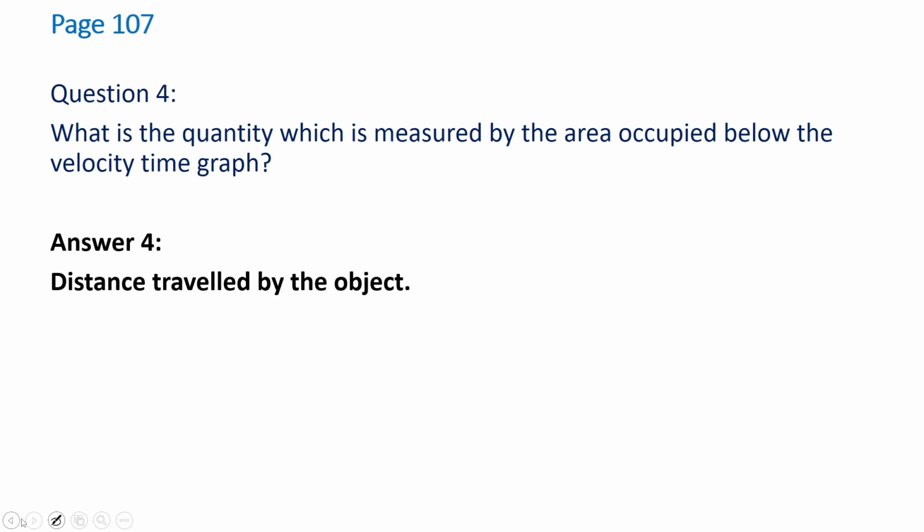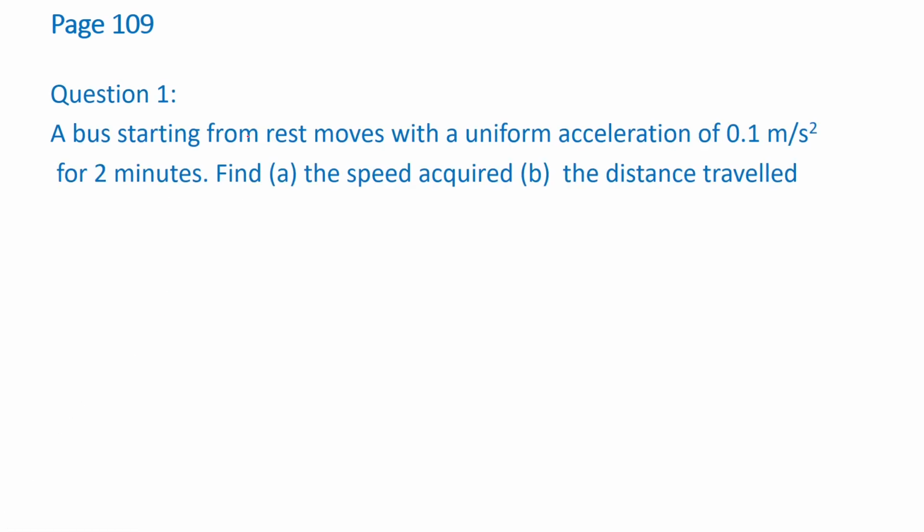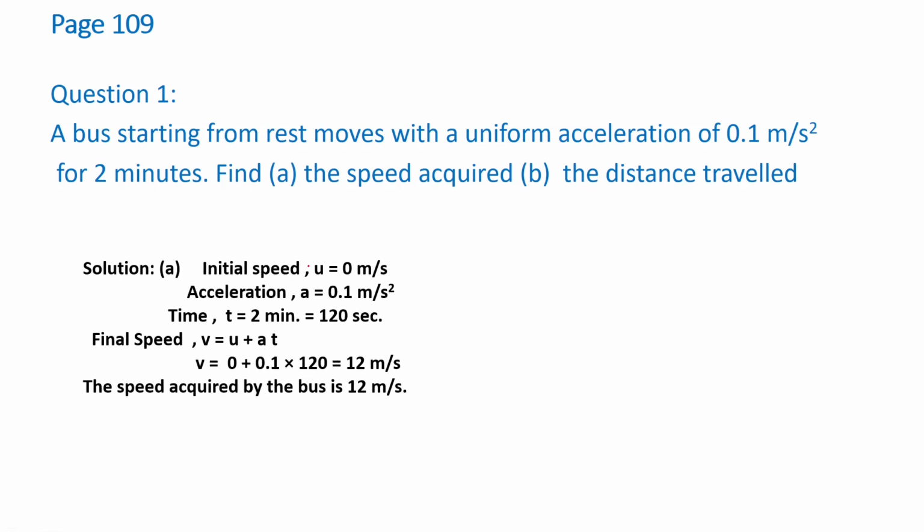Next, a horse starting from rest moves with a uniform acceleration of 0.1 meter per second squared for 2 minutes. Find the speed acquired and distance traveled. Here the initial speed is 0 meters per second and the acceleration is 0.1 meter per second squared. The time taken is 2 minutes, and since 1 minute is 60 seconds, 2 minutes is 120 seconds.